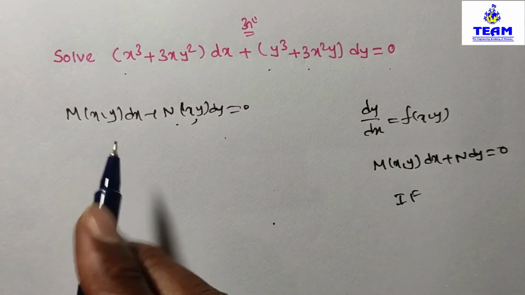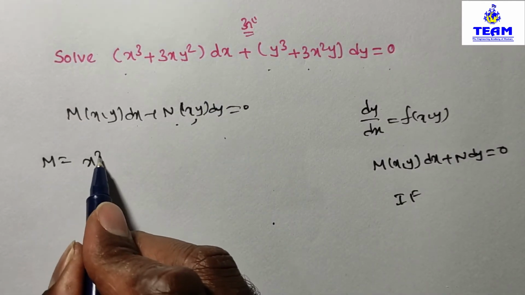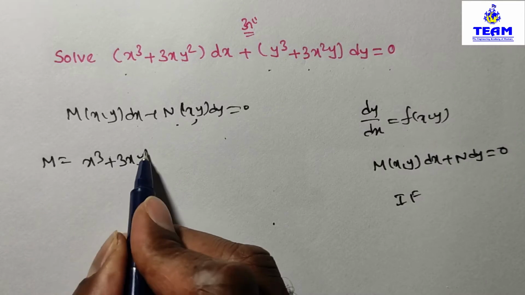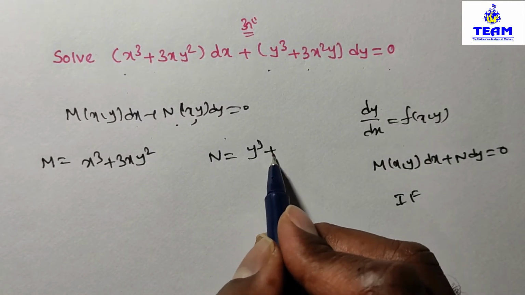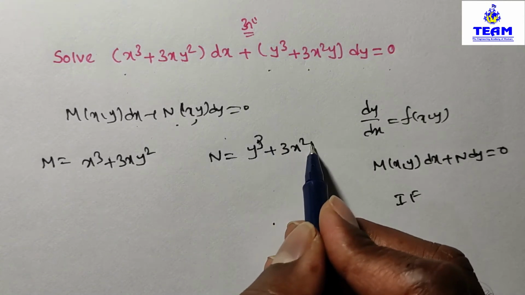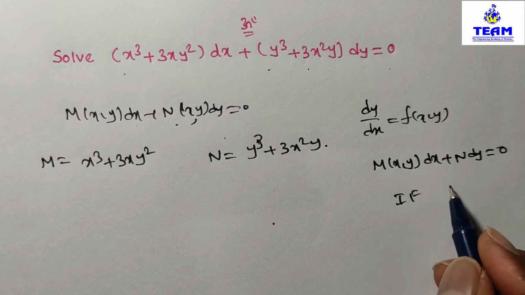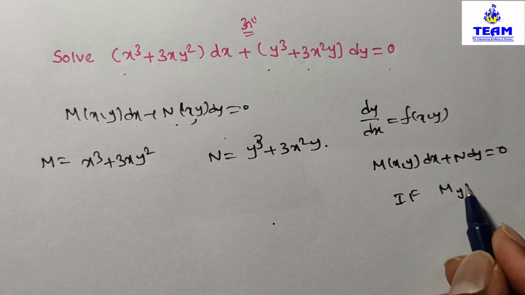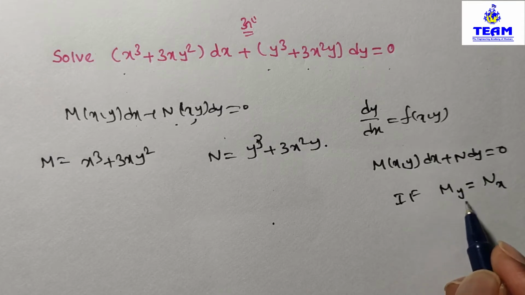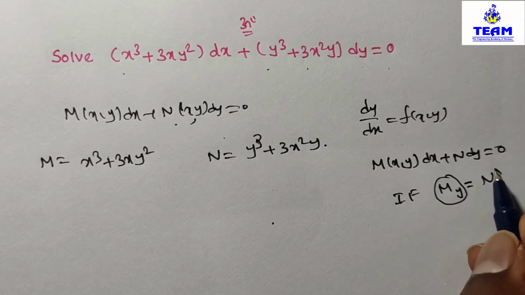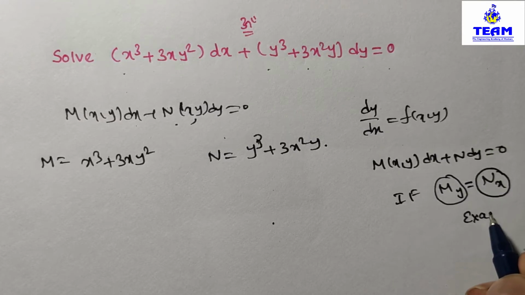Now first we write the dx coefficient as M. What is M here? M is x³ + 3xy². What about N? N is the dy coefficient, that is y³ + 3x²y. Now to verify whether M dx + N dy = 0 is exact, we have to find ∂M/∂y and also ∂N/∂x. That means we differentiate M partially with respect to y and N partially with respect to x. If both are equal, then you can say this is exact.